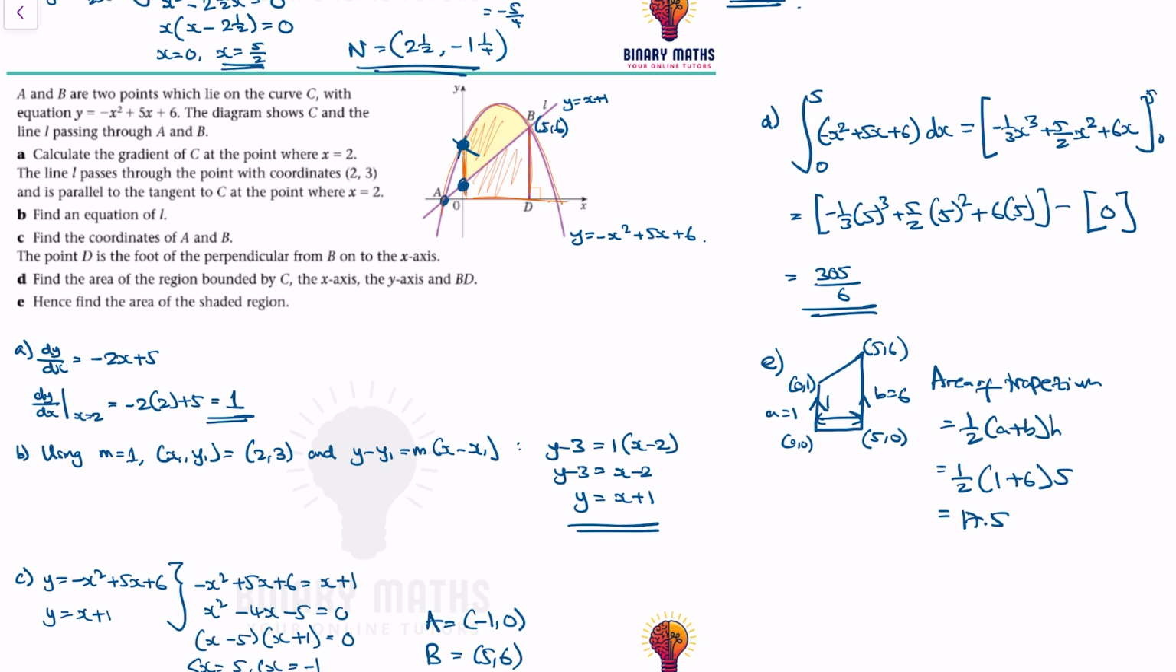Okay, so let me just write this a bit neater here. So h is equal to 5. So that means shaded area is equal to the answer from part D, which is 305 over 6, minus 17.5, which is the trapezium, which gives us a value in our calculator of 100 over 3.